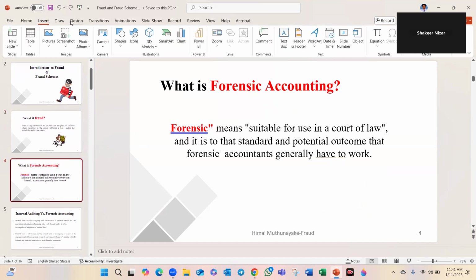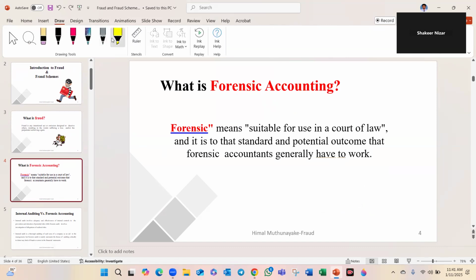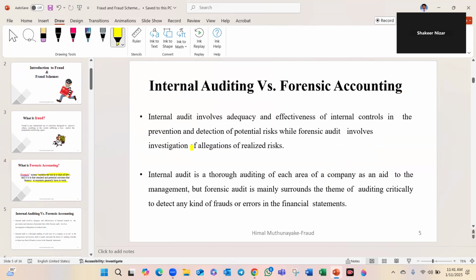You want to highlight that when determining what is suitable for use in a court of law. It is to that standard and potential outcome that forensic accounting generally has to work.